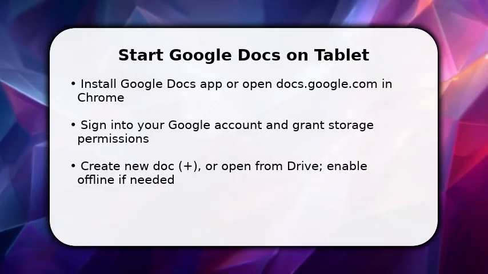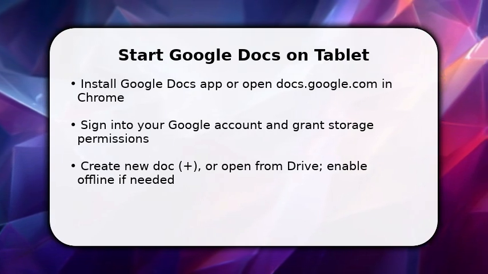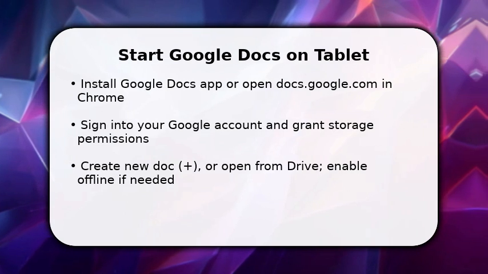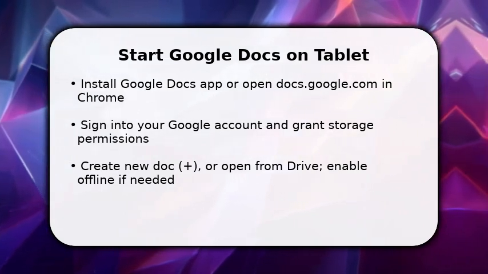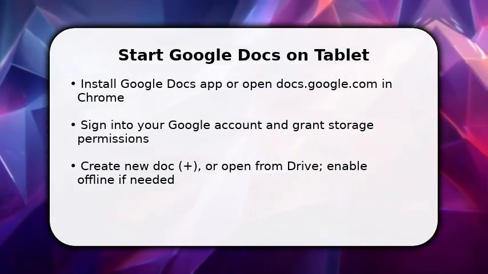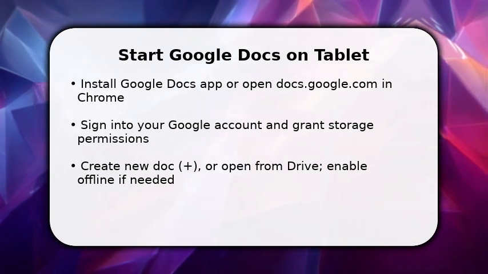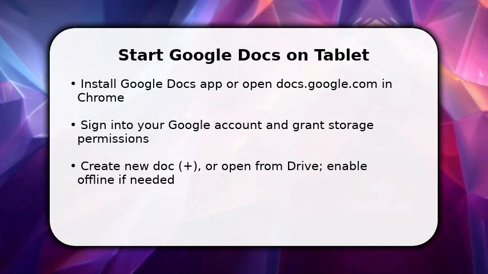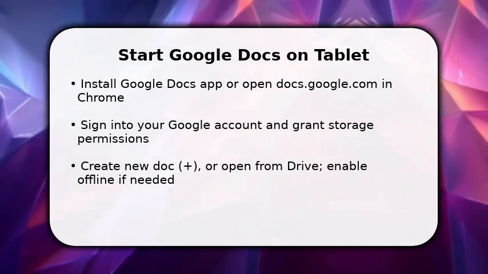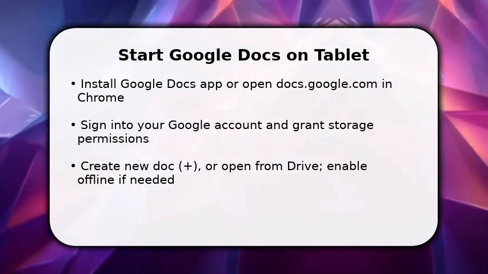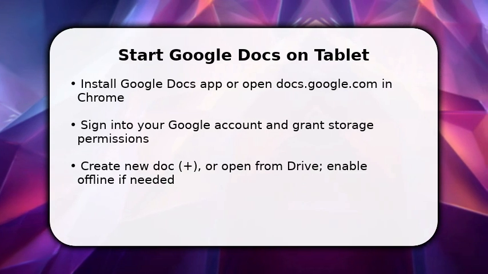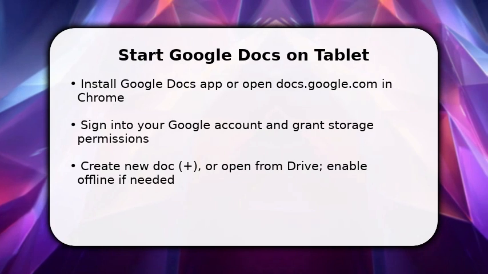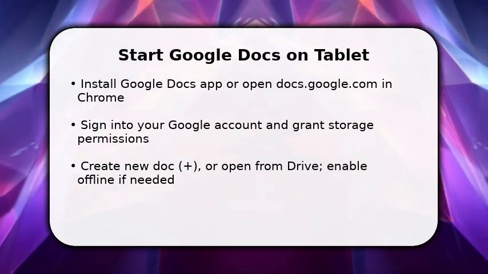You'll begin by opening the Google Docs app or visiting Docs.Google in your tablet browser. This gives you app-level controls and offline options. Sign into your Google account and allow storage and files access so your edits save. Tap the plus new button or open a file from Drive to start editing right away. Once done, enable offline mode in settings if you need access without Wi-Fi. That prevents lost work and speeds up load time when connectivity is slow.